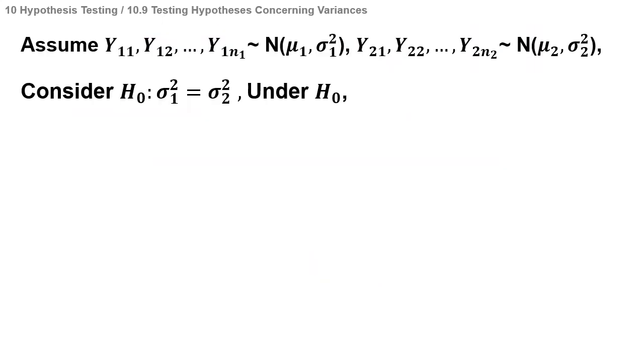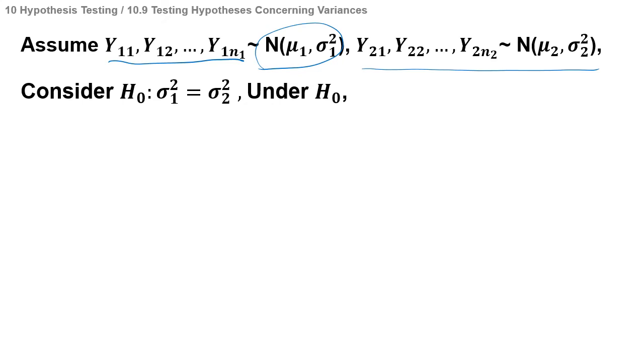Okay, let's move on to two sample cases. Assume that you have two samples, y11 to y1n1. It follows a normal distribution with mean mu1 and variance sigma 1 square. And you have a second sample, y21 to y2n2, and that follows a normal distribution with mean mu2 with variance sigma 2 square.